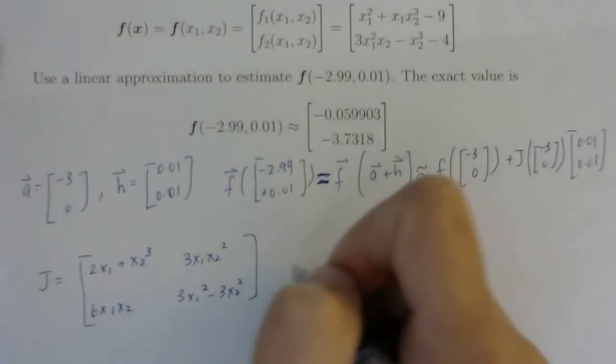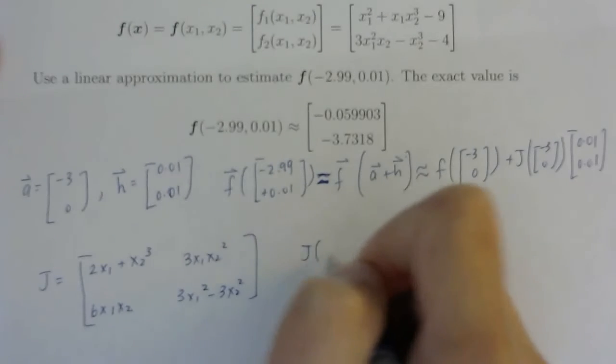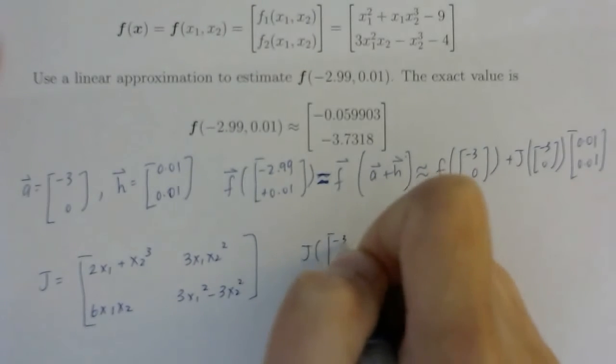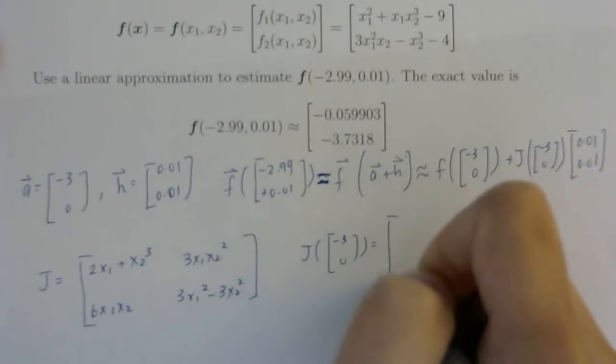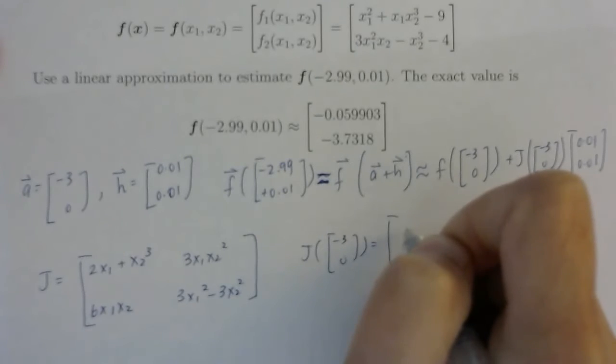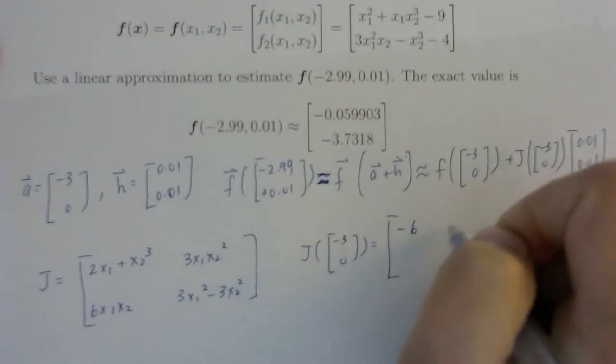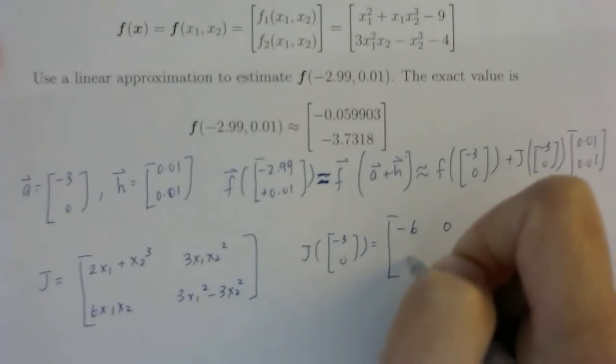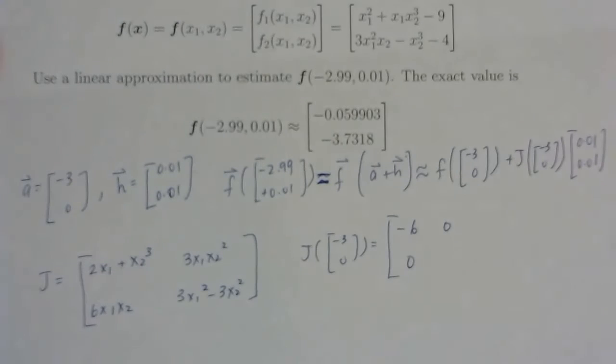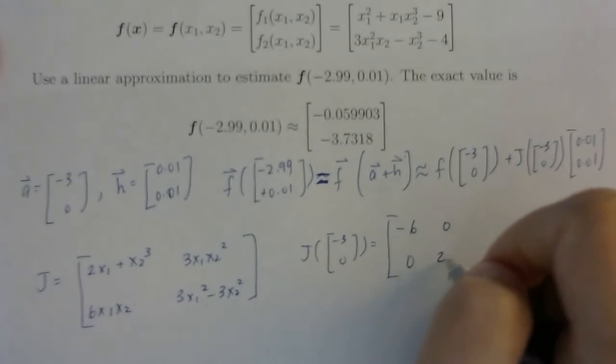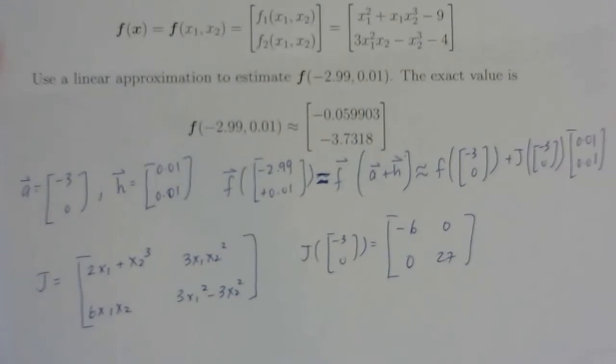Great. So the Jacobian at -3, 0 is -6, 0, 0, 27. Looks like that. Okay.